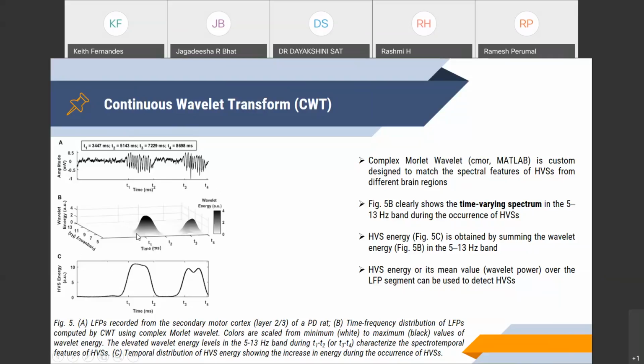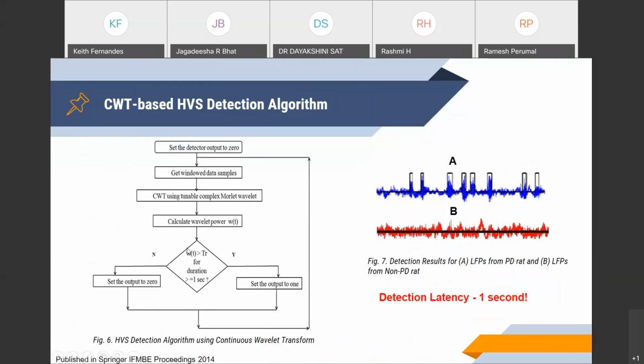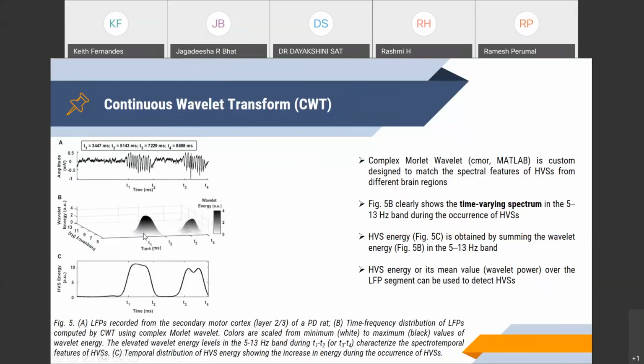You can see, for example, consider the occurrence of a high voltage spindle marked by the indexes T1 and T2. During T1 to T2, the energy is very high. The colors are mapped from lower to higher values: white represents the lower values, and black represents the maximum values of wavelet energy. So during the occurrence of a high voltage spindle, the wavelet energy is very high.